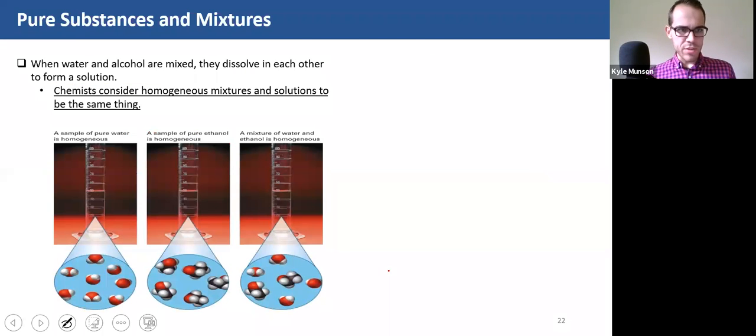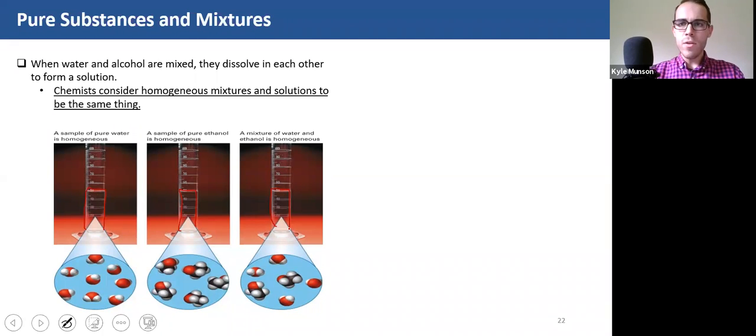Here's another example of a mixture. This is water and alcohol. When you mix the two, they dissolve in each other, and these are images of that on the bottom here. Chemists consider homogeneous mixtures and solutions to be the same thing. You might be saying, well, we didn't talk about homogeneous mixtures. Well, we will in a second. So in these images, this is pure water, this is pure ethanol or alcohol, and this is a mixture of water and ethanol.